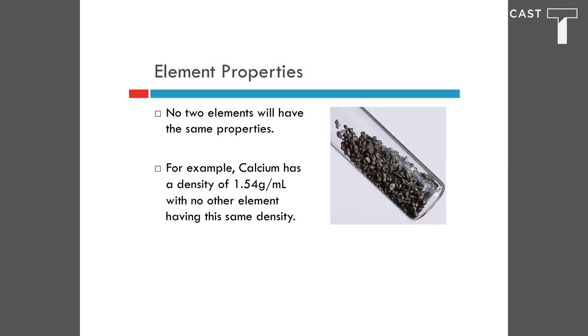For example, calcium, as seen in this picture, has a density of 1.54 grams per milliliter, with no other element having the same density.